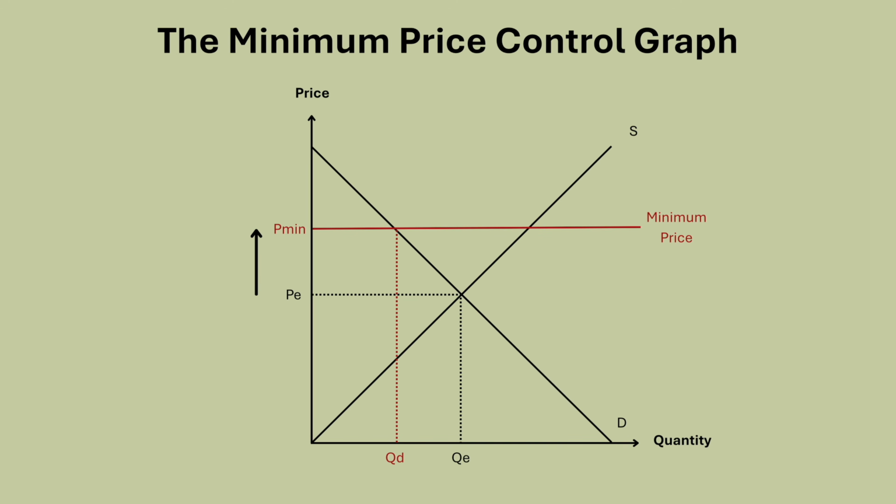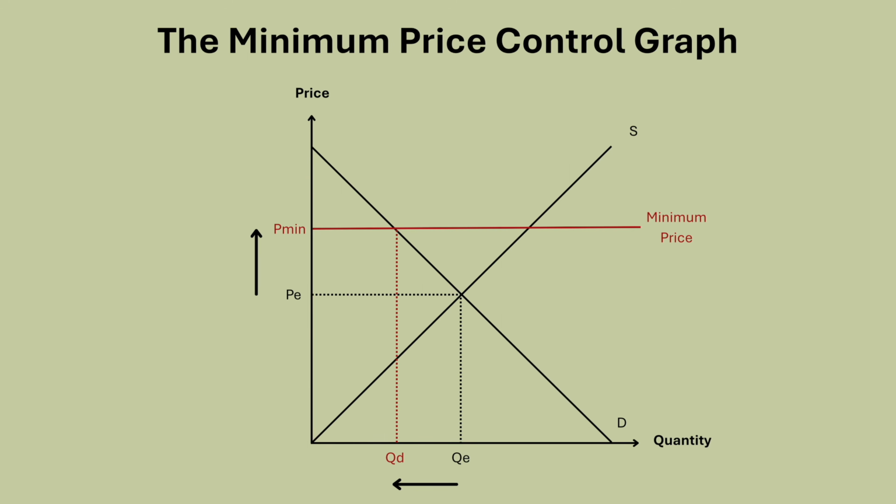With the minimum price, because it's more expensive, people are going to want less. Quantity demanded is where the minimum price intersects the demand curve. This gives us the quantity demanded, the amount that people want to buy. The amount that people want to buy is less than the amount under the market equilibrium, QE. So with the minimum price control, it results in a higher price and a lower quantity.